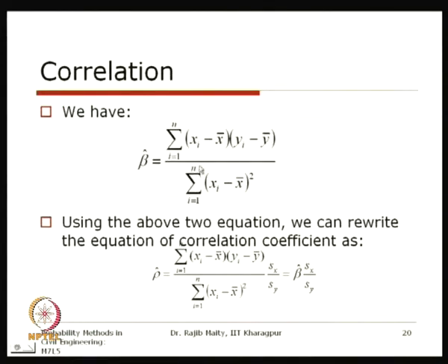We have also seen that in simple linear regression, the estimate of beta has a particular form. If we put that in the expression for rho, we get that rho hat is equal to beta hat multiplied by the ratio of s_x and s_y. That is, the ratio of the standard deviations of x and y, multiplied by beta hat, gives the estimate of the correlation coefficient.